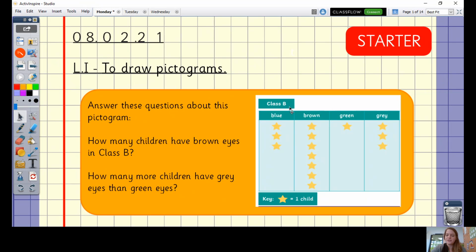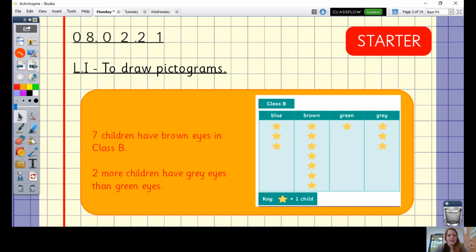Pause the video now and have a go at answering those two questions, and we'll go through the answers in a moment. Okay, let's go through them together then. So 7 children have brown eyes in class B. If we look at the key, each star represents one child. So let's just count them together. 1, 2, 3, 4, 5, 6, 7. So 7 children have brown eyes in class B. And 2 more children have grey eyes than green eyes. If we look at the grey eyes and compare it to the green eyes, there are 2 more stars than there are in the green column.